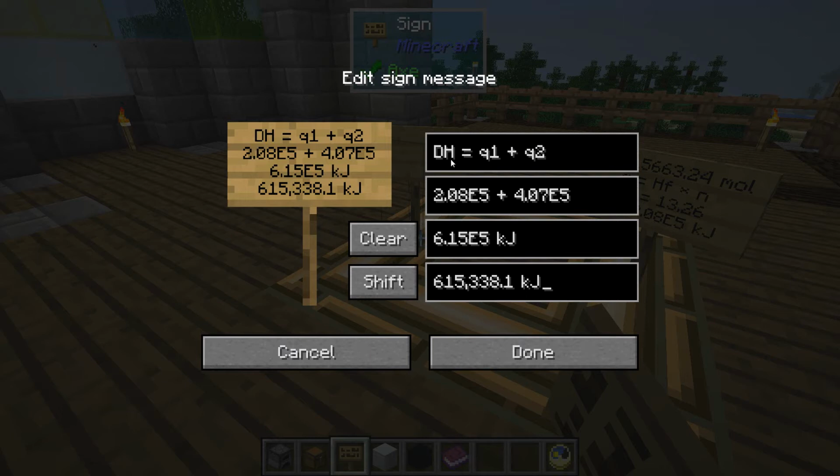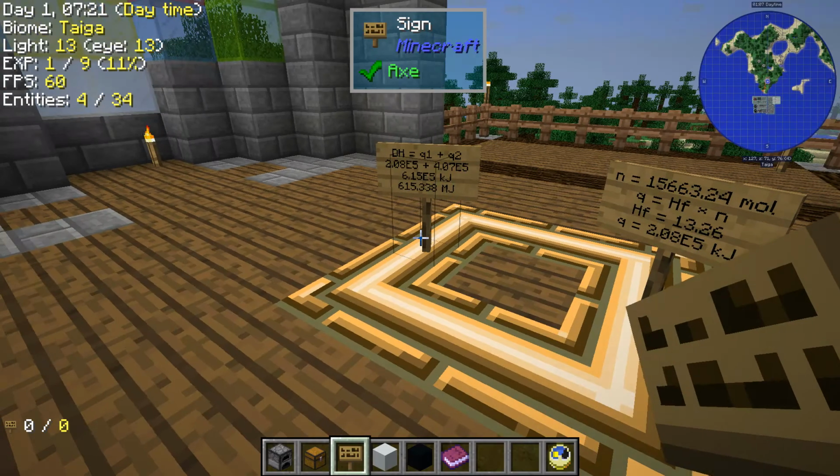615,338.1 kilojoules, which conveniently equals 615.338 megajoules. 615 million joules of energy are needed to convince copper to go from room temperature to hot, to the melting point, and then to actually melt.